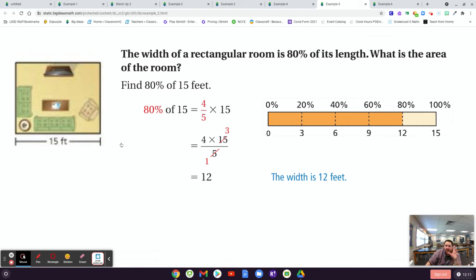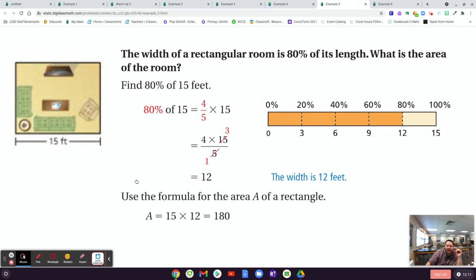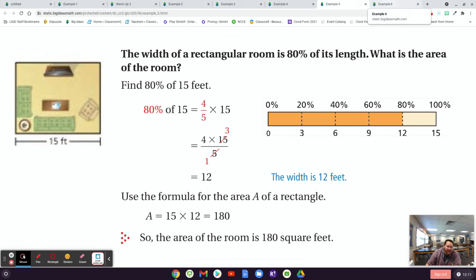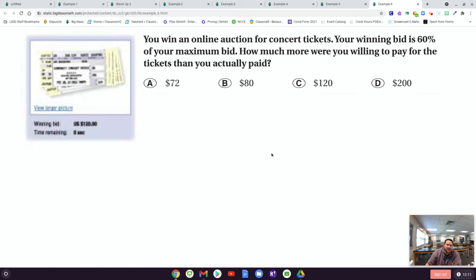And then it's asking you for the area. So keep in mind, sometimes when you're doing this, you're not done yet. The area is length times width. So to get the area, it's 15 times 12, which is 180 square feet. So you may encounter some of these types of problems, especially if you're doing the spicy assignment. And then you also may encounter some of these problems.